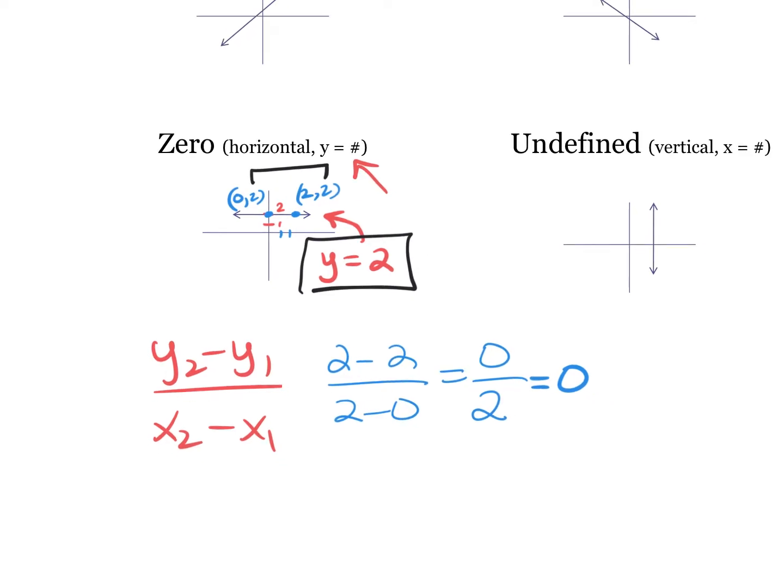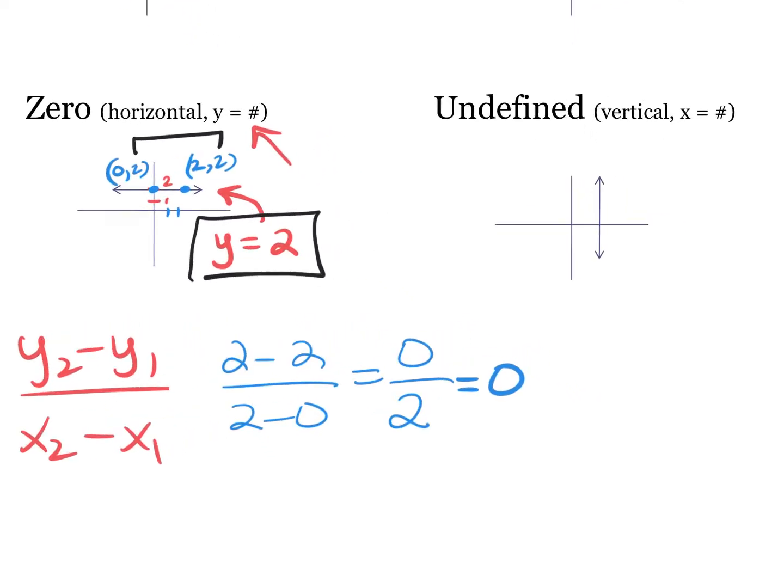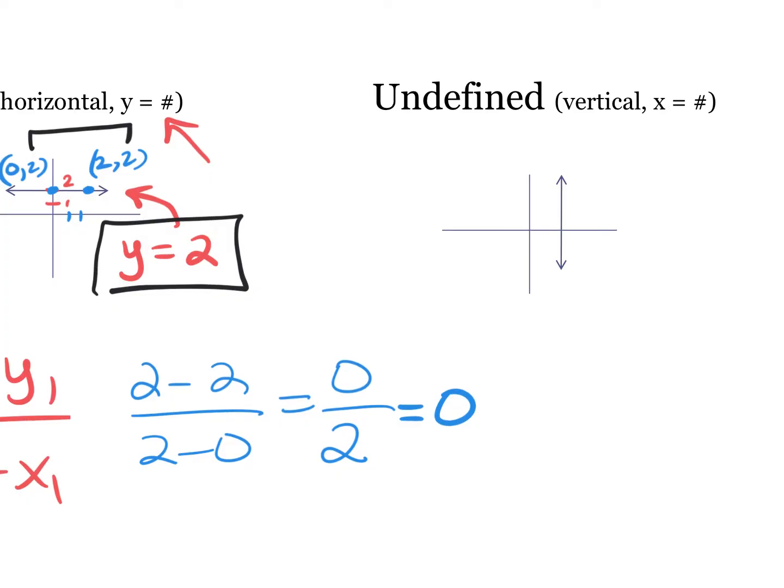When the graph is a vertical line, then the slope is undefined. So let's say on this one, it's x equals 2. Let's say this is 1, and then it's hitting here at 2. So let's pick 2 points that are on this line. So let's say (2, 0).